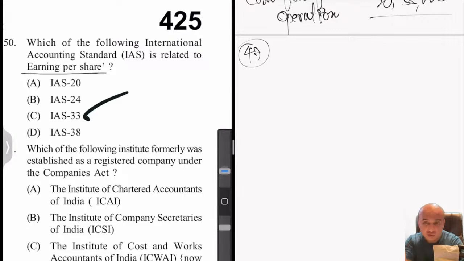If the EPS is good, then obviously as a shareholder you will be interested, or as an investor you will be interested. Okay, Sonam Kumari says your voice is not clear.